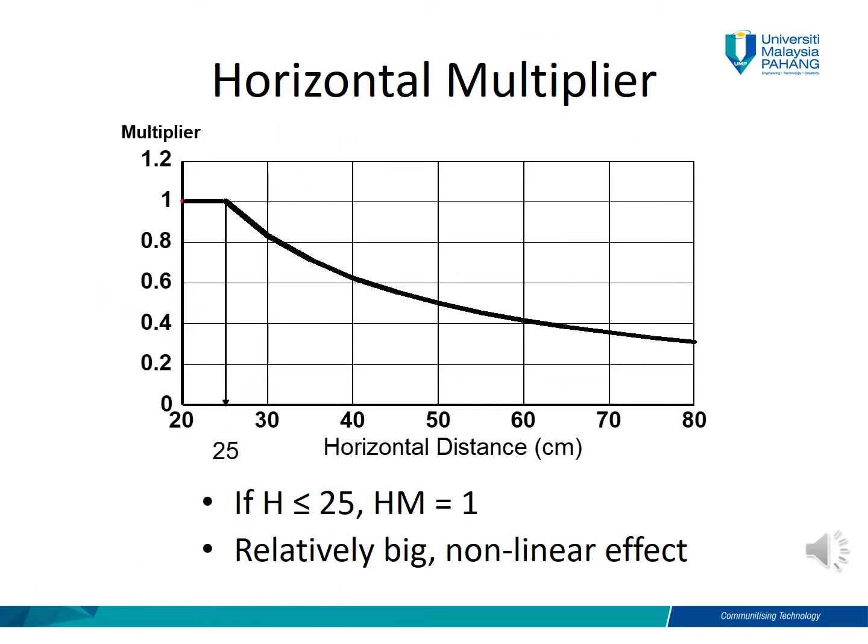This slide is showing the horizontal multiplier graph. If you use the calculation, you don't have to use the graph to calculate the horizontal multiplier. But this graph shows that if your H value is less than 25, you can simply put the horizontal multiplier as 1. But if the value is greater than 25, you have to put it in the calculation to obtain the value of the horizontal multiplier.